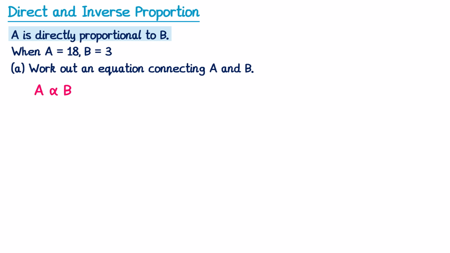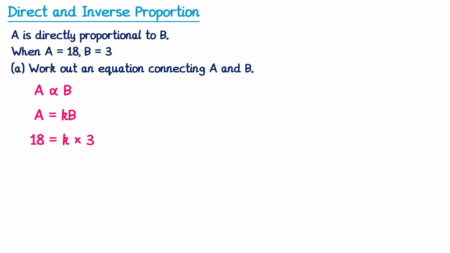Now if A is directly proportional to B, there must be some constant number that we multiply B by to get A, and we're going to call that number k. So we say that A is equal to k multiplied by B. Our goal in this question is to try and work out the value of k. The next thing to do is substitute in the values given in the question. We know that when A is 18, B is 3. So if we replace A with 18, we end up with 18 equals k, and then we need to replace the B by 3, so it's multiplied by 3.